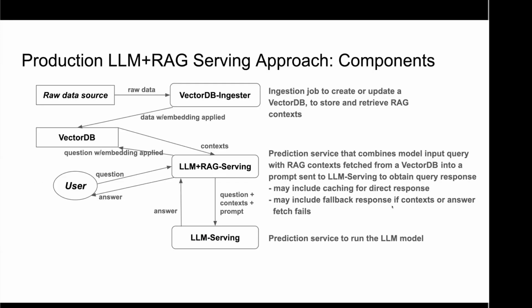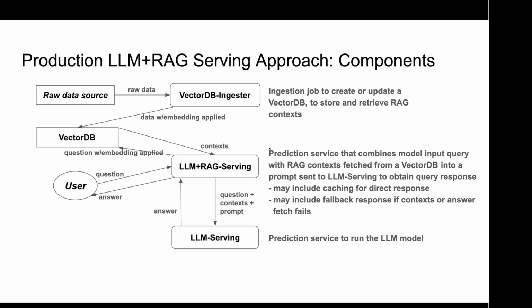At a high level, we've got a raw data source. Probably it's an unstructured data source. We've got an ingestion job to create or update a vector database where we're going to store and retrieve our RAG contexts. And then we've got an LLM and RAG serving component, which contains the prediction service and combines the model input and query with RAG contexts that are fetched from the vector database. That all gets pulled into one prompt and sent off to the LLM serving to obtain a query response, which will then send back to the user.